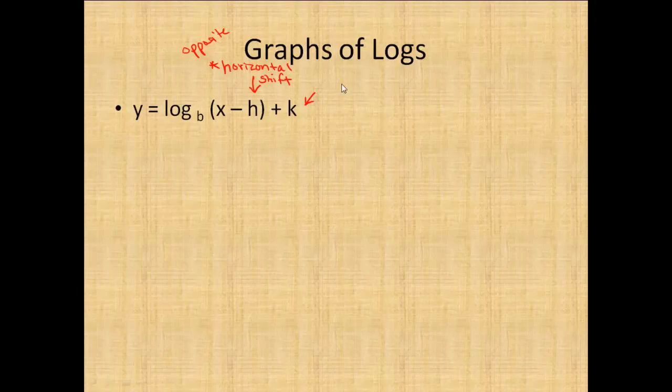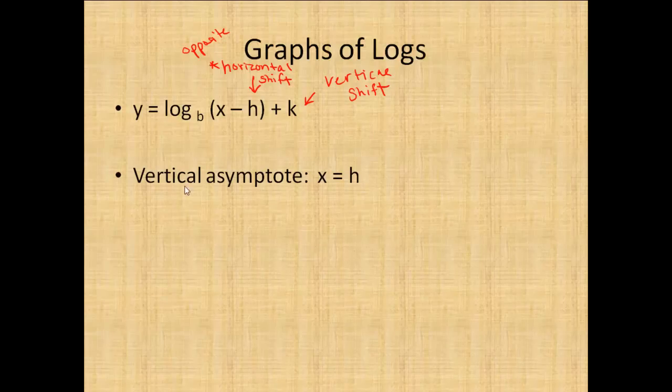The K represents our vertical shift, and we've had H and K quite a few different times before. Our vertical asymptote is always going to be whatever our H is. So you have to be careful here. You don't do the opposite twice. So if I had x plus 7, well, I have to think of it as minusing 7 because I need to shift it to the left 7. So my asymptote would be x equals -7.